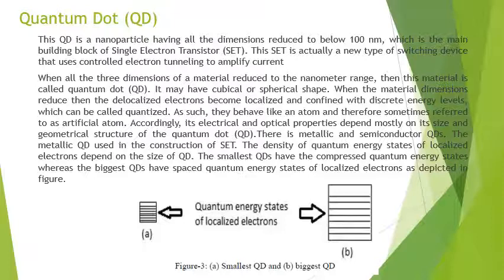So there are metallic and semiconductor quantum dots. The metallic quantum dot is used in the construction of the single electron transistor, right? So which dot is used here? Metallic quantum dot. The density of quantum energy states of localized electrons depends on the size of the quantum dot. The smallest quantum dots have compressed quantum energy states, whereas the biggest quantum dots have spaced quantum energy states of localized electrons, as described in the figure below, right? So here it is clear from figure A that the quantum dots have compressed quantum energy states, and in figure B the quantum dots have spaced quantum energy states of localized electrons, right?